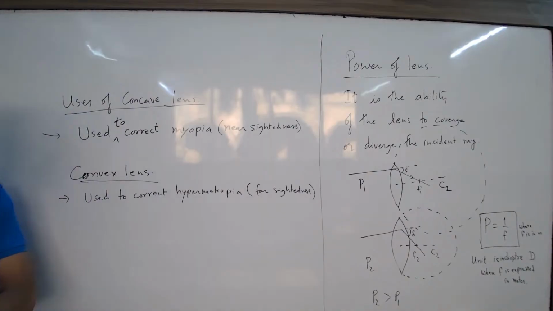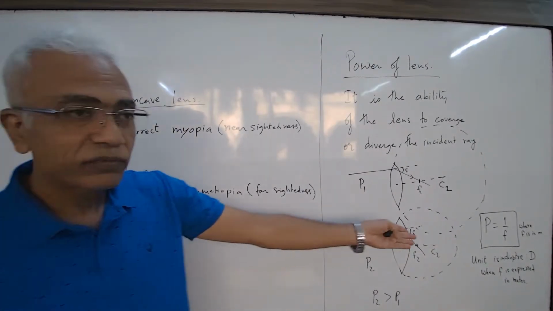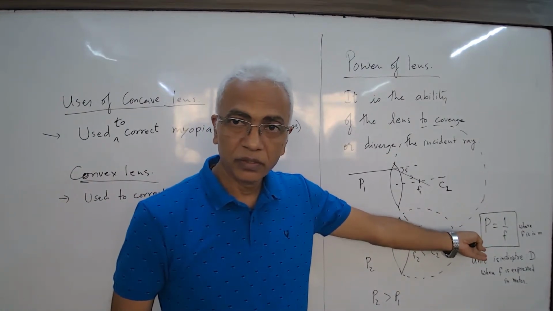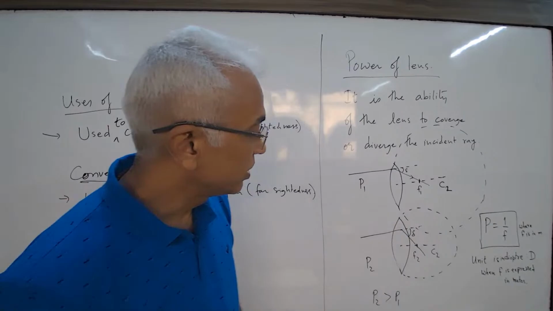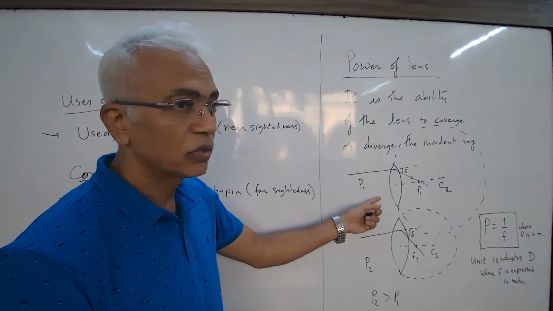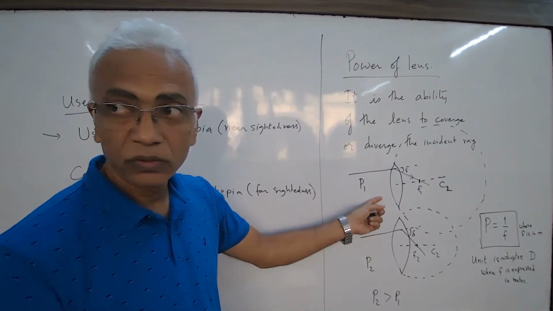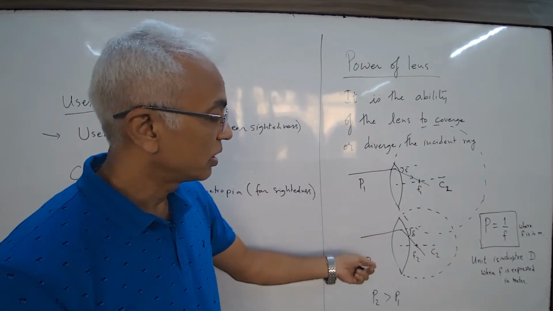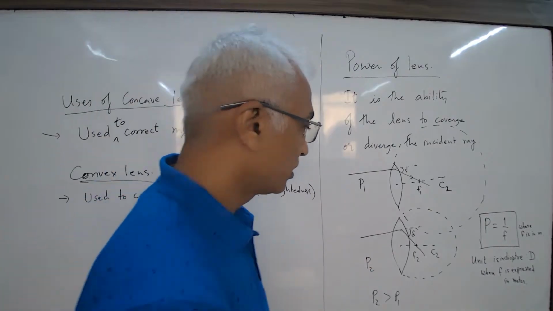Now let's discuss the sign convention. Since power depends on f, the sign of power will be the sign of f. As per sign convention, what is the sign for convex lens? Positive. Power of convex lens is positive, and for concave lens it is negative.